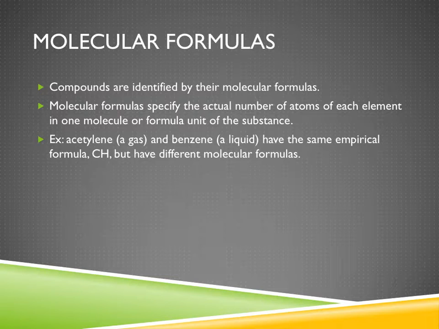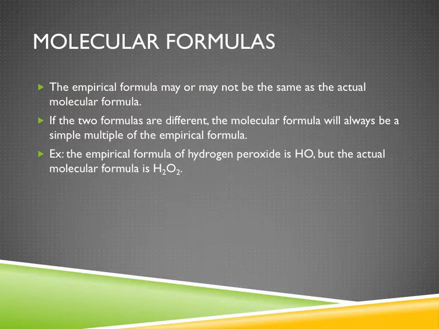So for example, acetylene, which is a gas, and benzene, which is a liquid, have the same empirical formula of CH, but they have way different molecular formulas and way different properties. Obviously, one's a gas and one's a liquid. The empirical formula may or may not be the same as the actual molecular formula. So in the case of acetylene and benzene, as seen on the previous slide, the molecular formulas for those are different and they do not match up with the empirical formula.